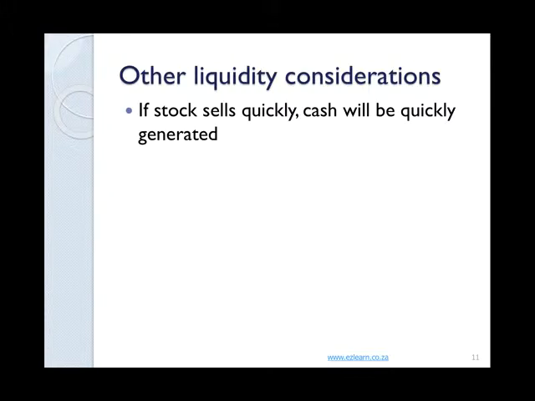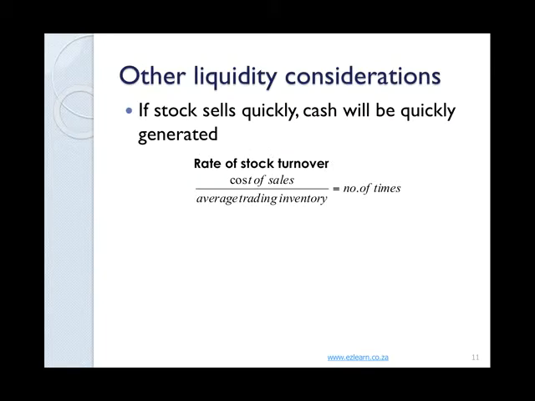If, for example, we sell our stock very quickly, we will be able to generate cash very quickly, both because the stock is turning into cash, as well as the fact that the stock is turning into cash of a higher value than what the stock was originally worth, one would hope if you're selling at a profit. To calculate the rate of stock turnover, you simply take your cost of sales for the period that you are looking at and divide it by the average trading inventory. This will tell you the number of times that the stock turns over, or the number of times that it has to be replaced in that period.